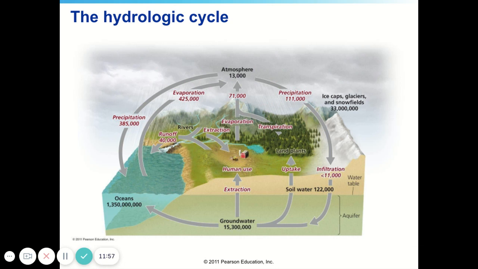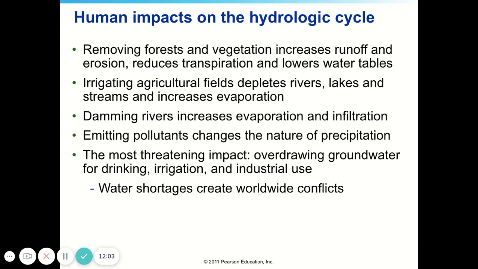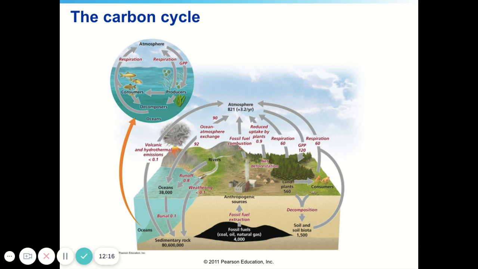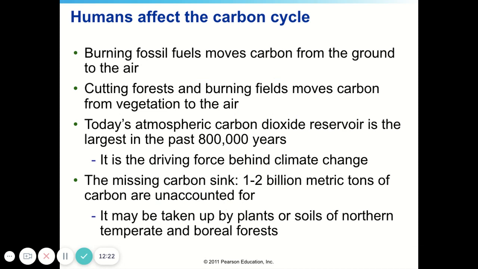For just a quick review, let's talk about how humans impact the water cycle. We do this by removing vegetation, using water for irrigation, damming rivers, adding pollutants, and overusing groundwater. What are the human impacts on the carbon cycle? We do this by extracting and burning fossil fuels, cutting down trees. Trees are a great reservoir of carbon, and there's more carbon dioxide in the atmosphere right now than there has been for 800,000 years.